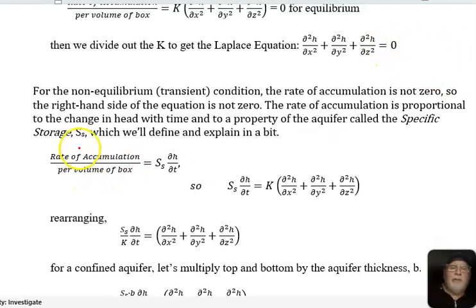The rate of accumulation of water in the box per volume of the box is something times the change in head with time. And that something is the specific storage, which we'll define in a little bit. So our equation becomes, instead of 0 here, the specific storage times the change in head with time equals this k thing times the second derivative. If we divide out the k, we get the specific storage over k times the change in head with time equals the second derivative in space.